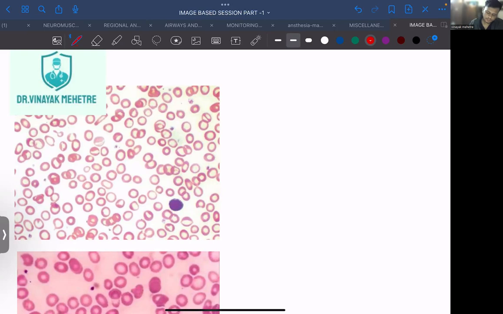Now, if you take a look at the slide, what you are seeing: normally if you are doing a peripheral smear of RBC, this is what it looks like. It will change to this.